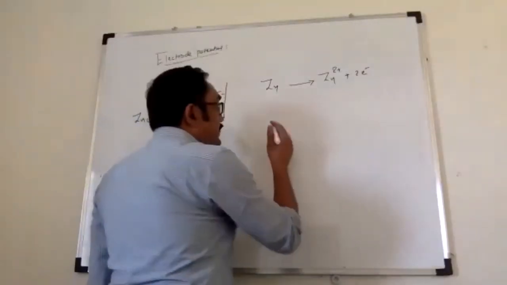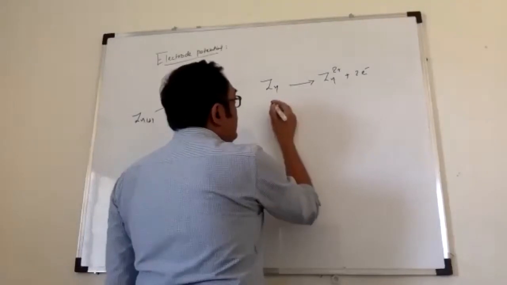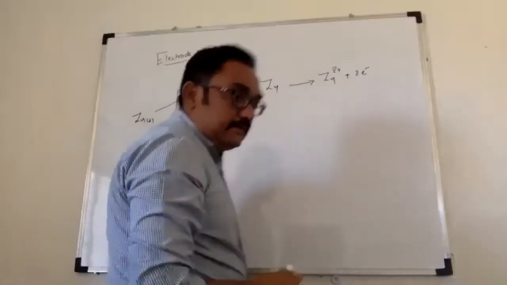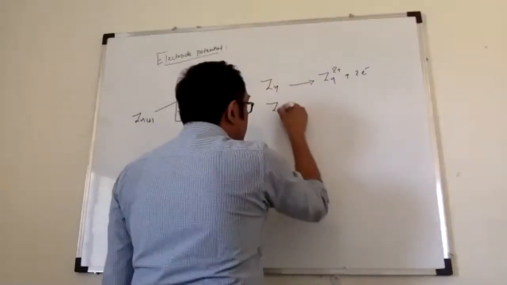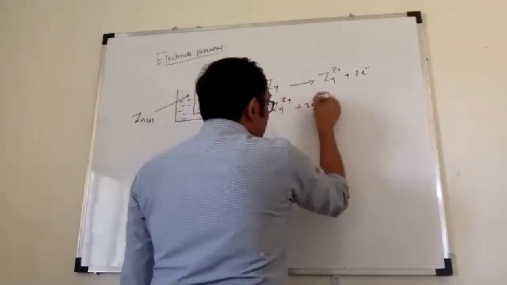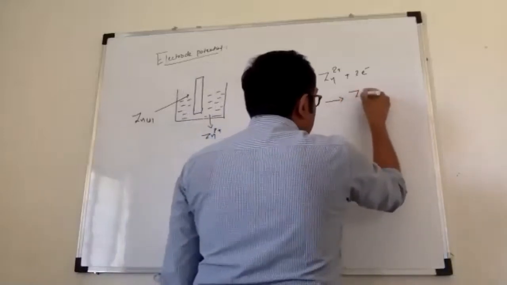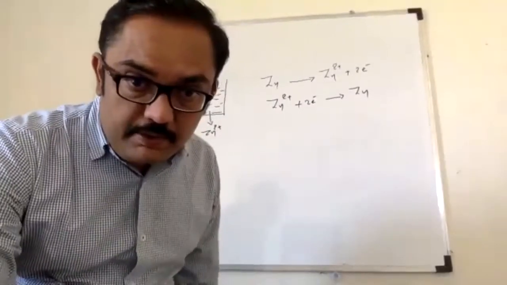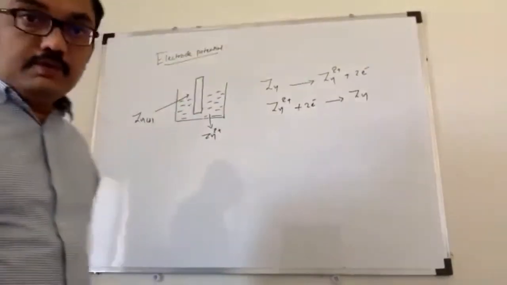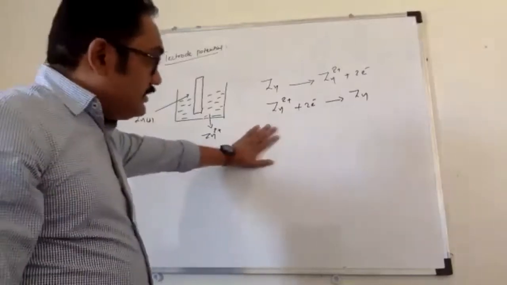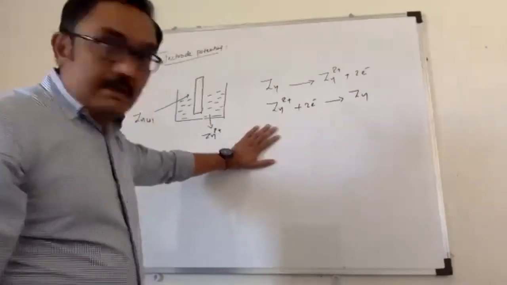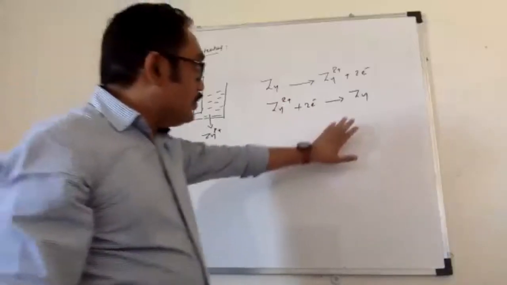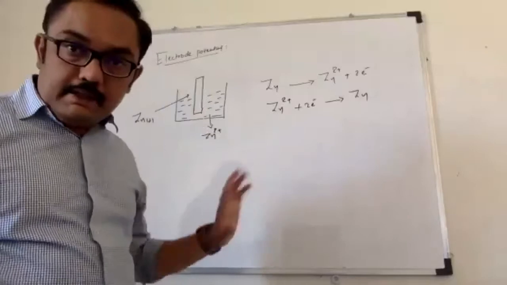And the other reaction is Zn2+ plus 2 electrons that forms Zn. There is another reaction going on. So which two processes are going on? The metal goes into metal ion and the metal ion goes back into the metal. Those two processes are going on.